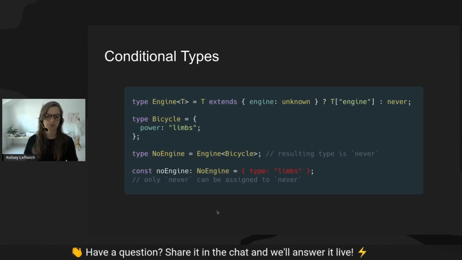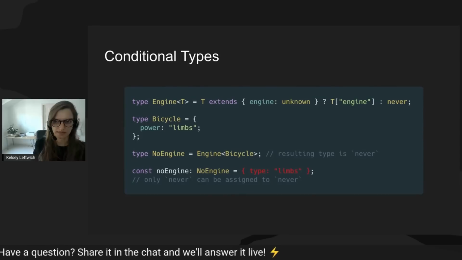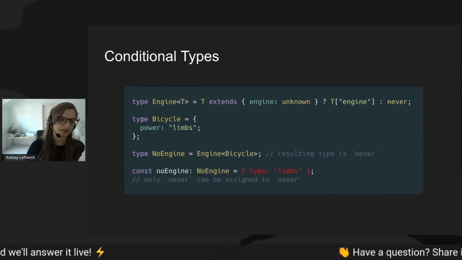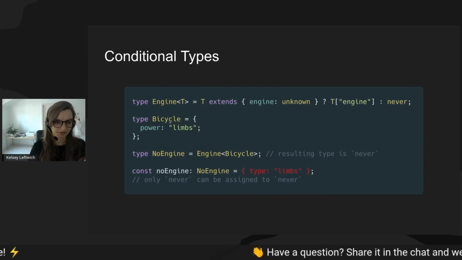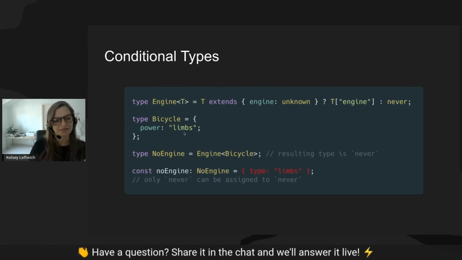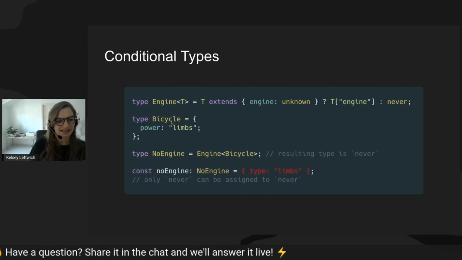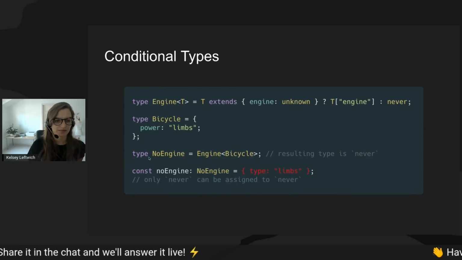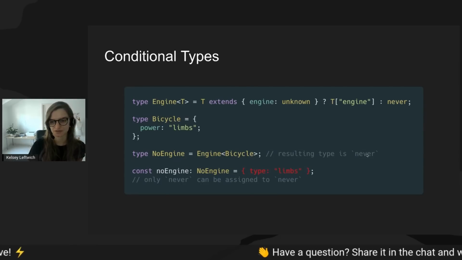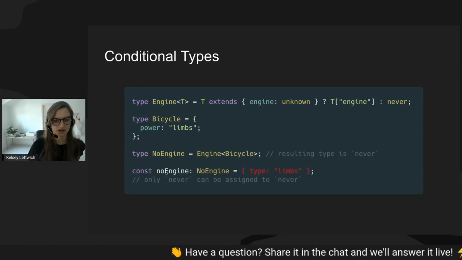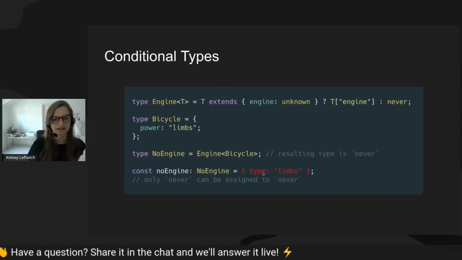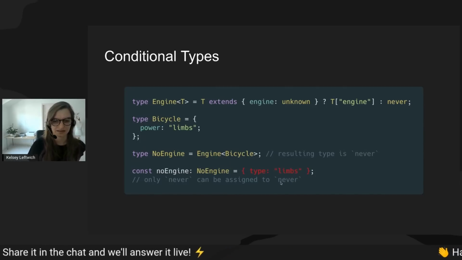And here's an example where that never would come into play. So I've added this new vehicle called bicycle, and it doesn't have an engine, but it has power, and it uses your limbs to power the bicycle. And I've used a conditional type, just called this no engine, and it's an engine for the bicycle. It's just going to return never. So then when I try to use the no engine type and say, okay, well, type is limbs because that's how I power it, it's going to tell you no, that can't be assigned.